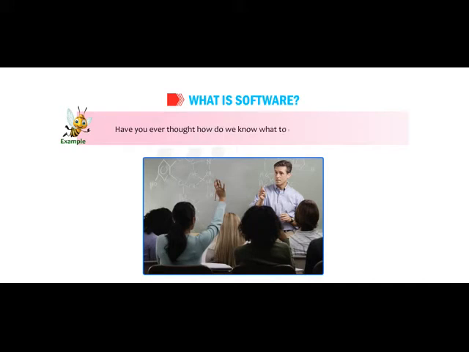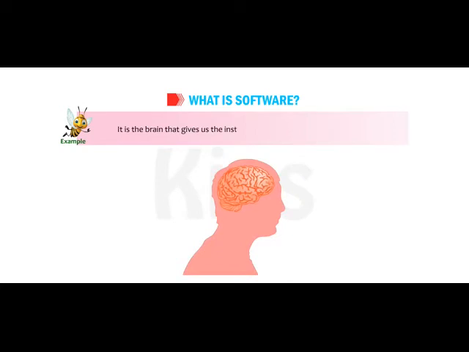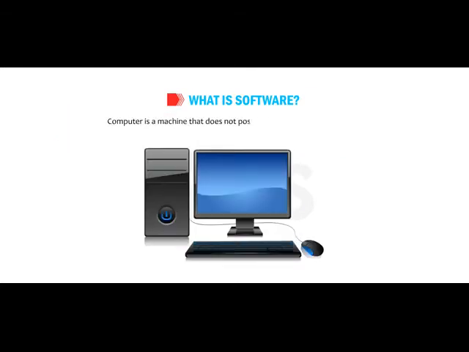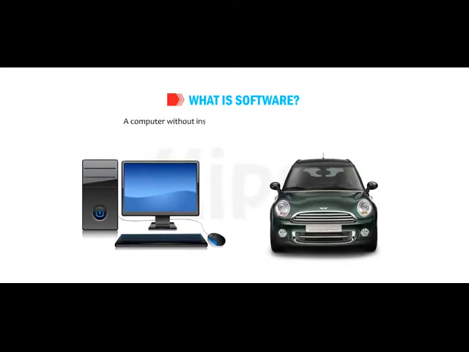Have you ever thought, how do we know what to do in these situations? It is the brain that gives us the instructions to act and react in this manner. Similarly, a computer gets all the instructions from the software to perform various tasks. The software is the soul of a computer, without which it cannot work. Computer is a machine that does not possess any intelligence of its own. A computer without instructions is like a car without an engine.